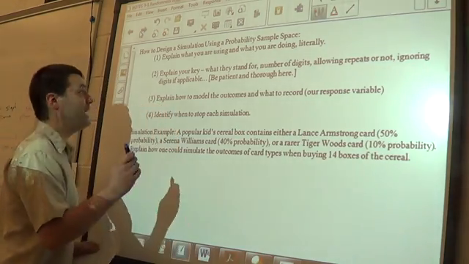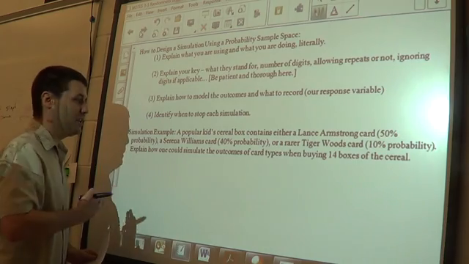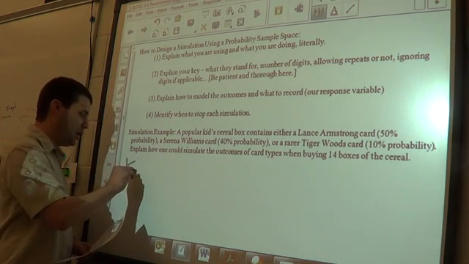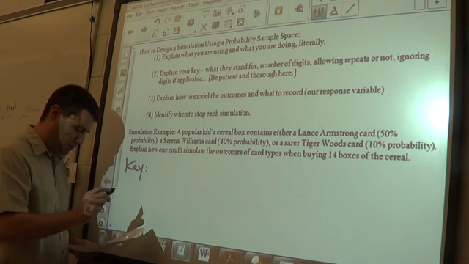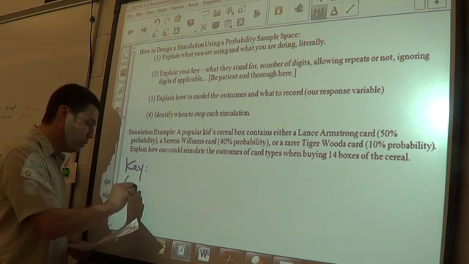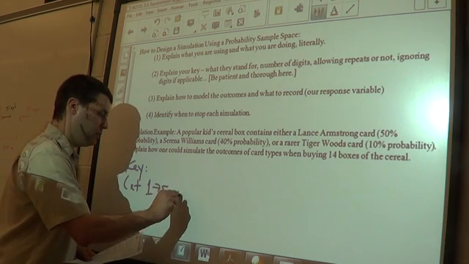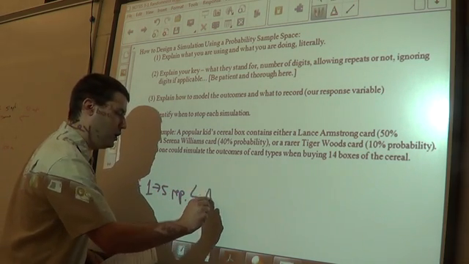I usually think about my key first. I call that step 2, because when somebody's reading it, they'll look at that maybe next. But I'll mention that first. So how am I going to represent this? My key would say something like this. We'll let digits 1 through 5 represent Lance Armstrong.